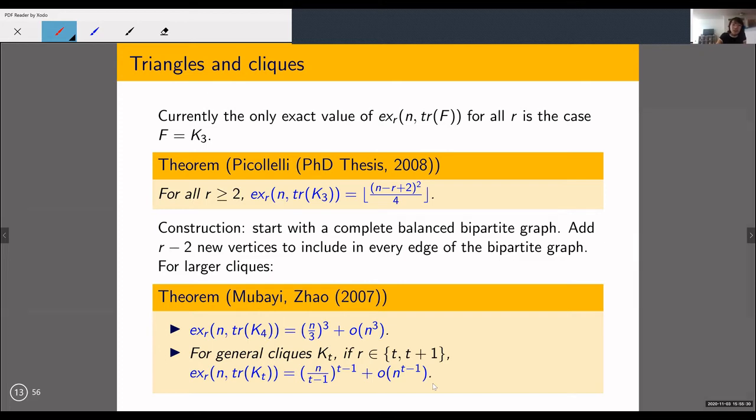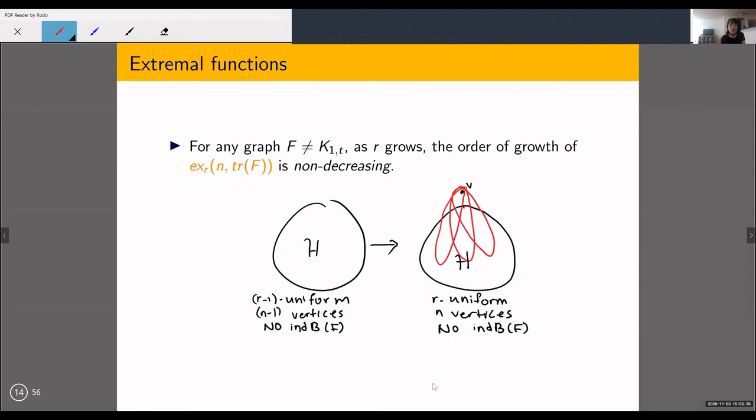So almost everything else is open. And I want to talk about these constructions. Before, we started with this complete bipartite graph, added some new vertices, and got a new construction that way. Something similar works for any graph F which is not just equal to a star.